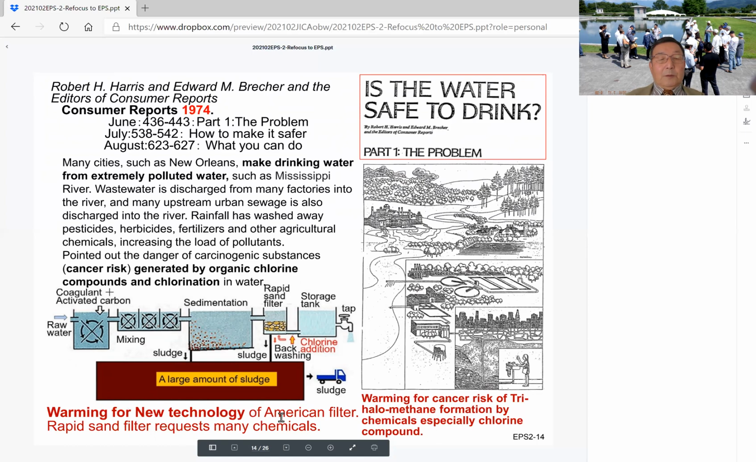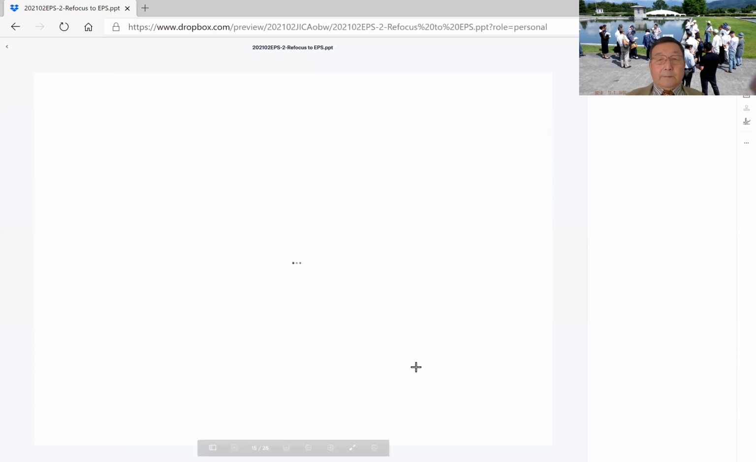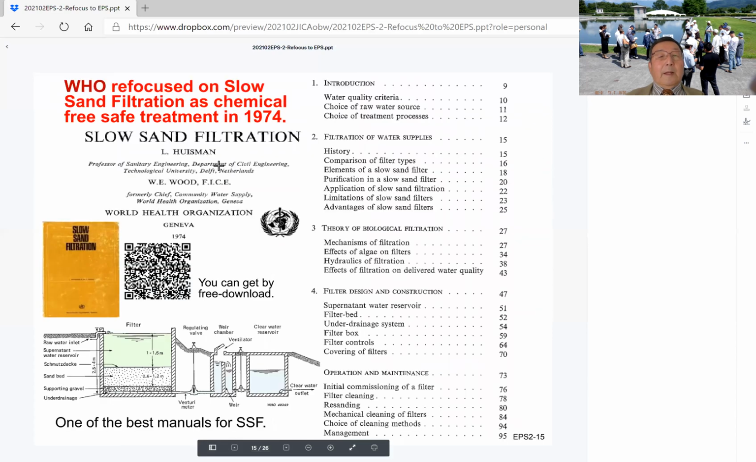The new technology of the American filter, the rapid filter, requires many chemicals. This is a warning for the cancer risk of trihalomethane formation by chemicals, especially chlorine compounds. And WHO also refocused on slow sand filtration as chemical-free safe treatment in 1974.